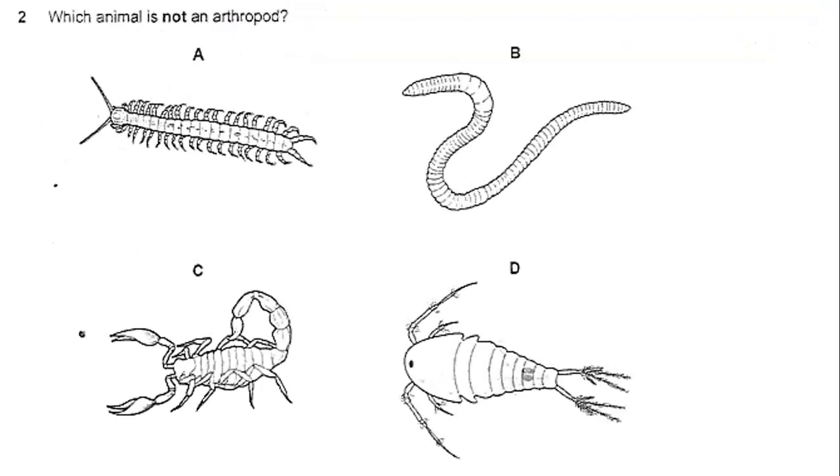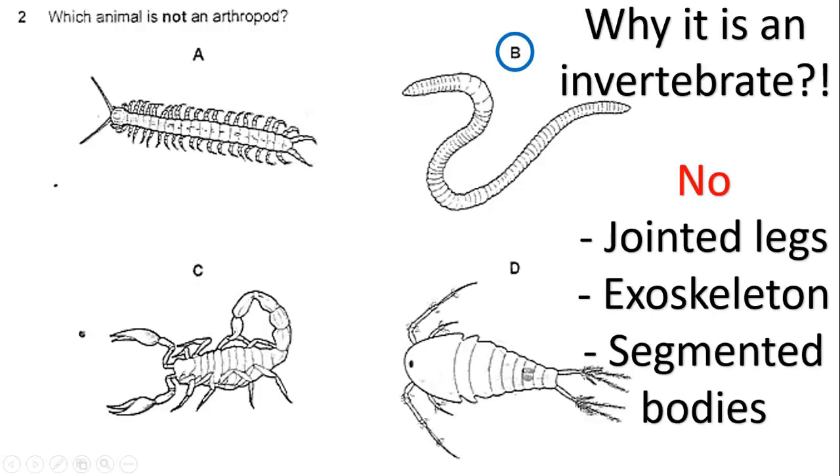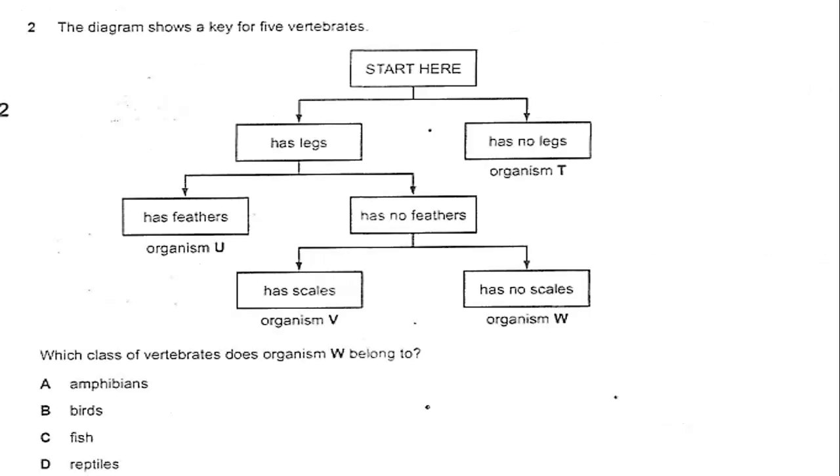Okay, which animal is not an arthropod? It is animal B. But why? It's an invertebrate, yes, but it's not an arthropod. Why? Because phylum arthropods specifically must have jointed legs, exoskeletons, and segmented bodies. And those three conditions do not apply to our friend here. So this means that it belongs to another phylum.